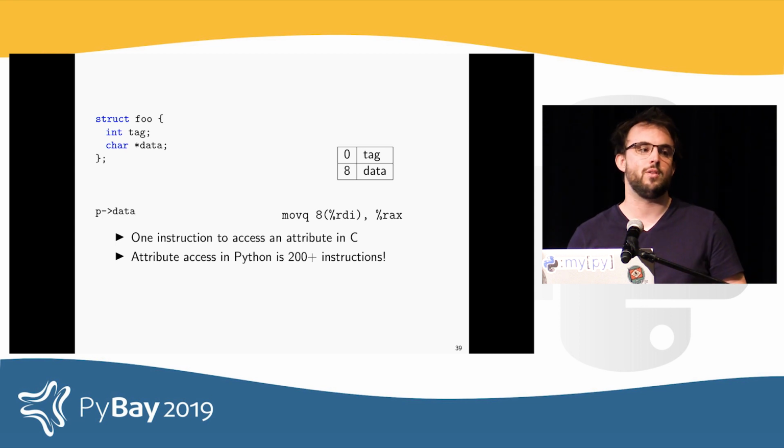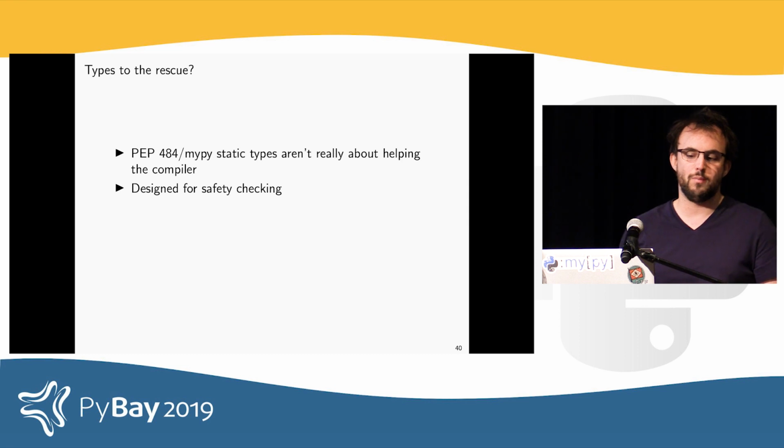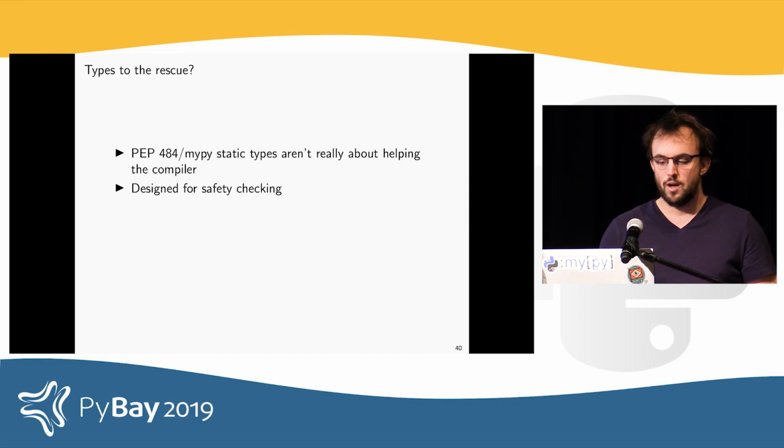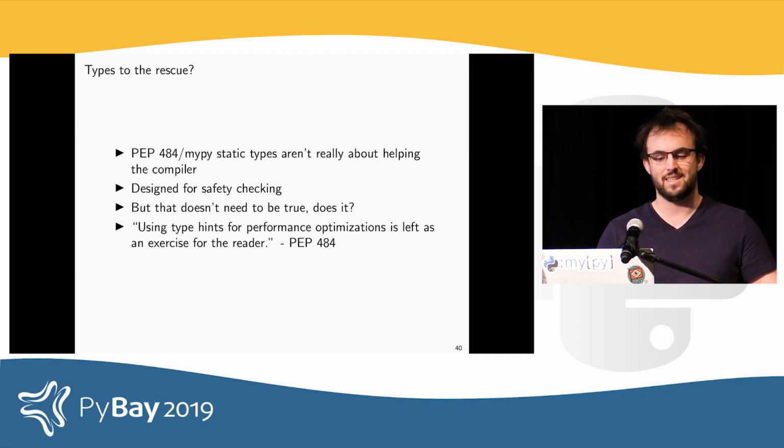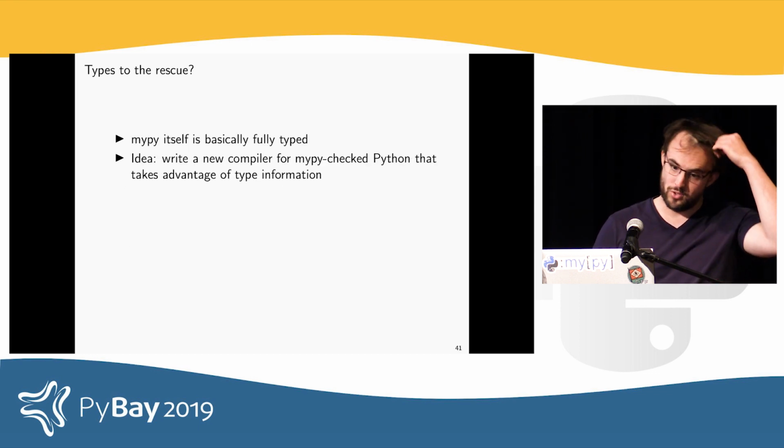So there are a lot of reasons why Python runs slower than a lot of other languages, but this is the big one: this sort of data representation stuff. Now, PEP 484 and mypy static types were mostly designed not to help the compiler, but to help programmers do safety checking. But that doesn't need to be true. You could imagine that you could use the types. And in fact, PEP 484 actually says this: using type hints for performance optimizations is left as an exercise to the reader. So we went ahead and did that exercise.